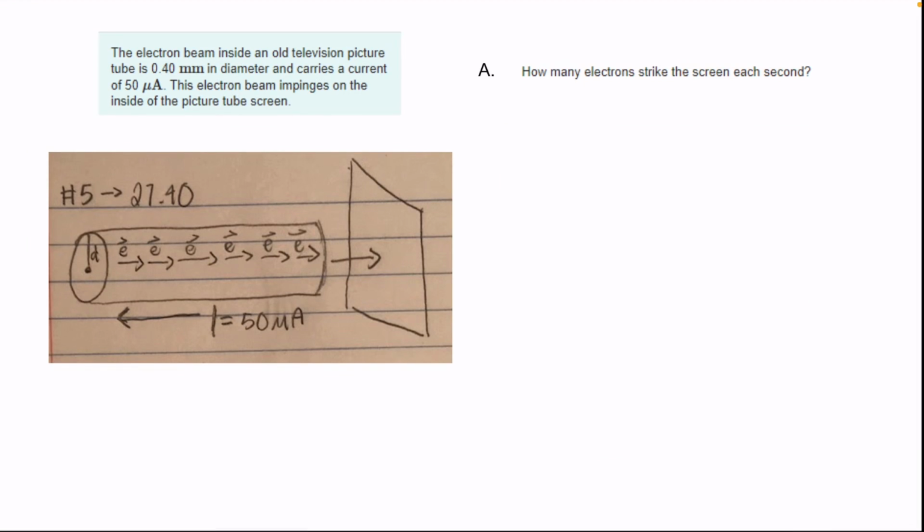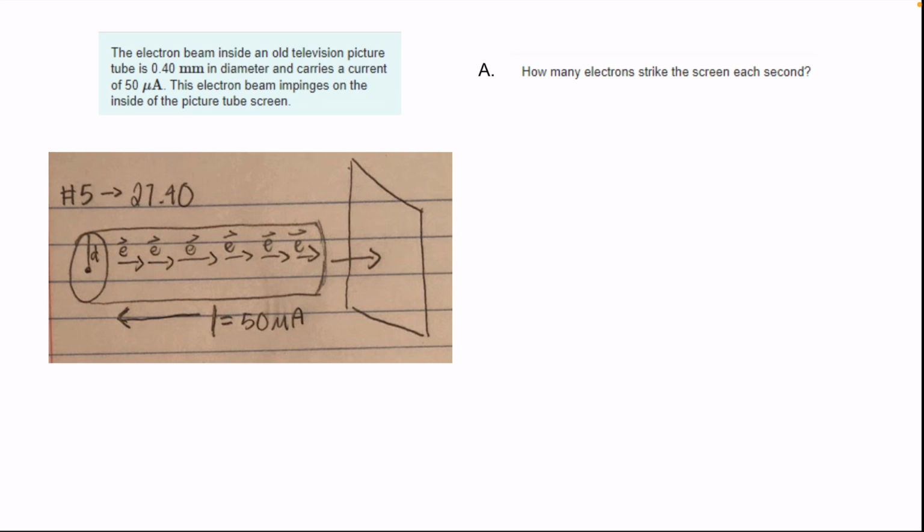Okay, so this problem is asking about an electron beam inside an old television picture tube that's 0.40 millimeters in diameter and carries a current of 50 microamperes. The electron beam impinges on the inside of the picture tube screen. So a picture isn't going to be incredibly important in order to set this problem up, but it can be helpful to visualize what's happening.